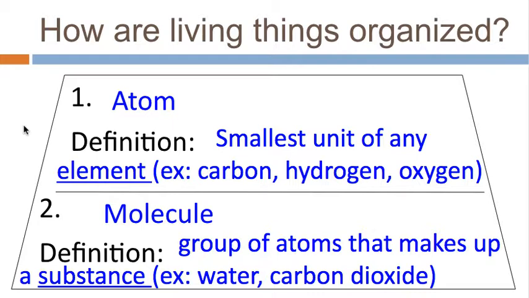Some examples you've heard of before, especially if you had chemistry, are carbon, hydrogen, oxygen. Now molecules, we've actually gone over this already once in biology, but molecules are a group of atoms that make up a substance. So it's when we take one or more atoms and we put them together to make something else. An example of that is water or carbon dioxide. Water is 2 hydrogens and 1 oxygen, H2O. So we take 2 hydrogens and 1 oxygen, and we put them together to make water.